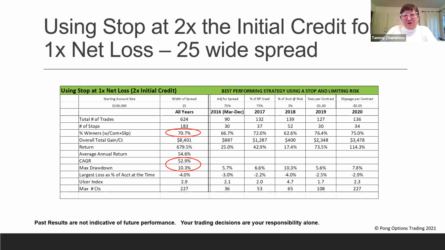And if you notice in 2020, which, remember the swings that we saw in March and April, it only had a 7.8% drawdown. So that's less than an average year just on a buy and hold strategy in SPX. And again, this limits your risk to 3% of your account and uses 75% of your buying power.